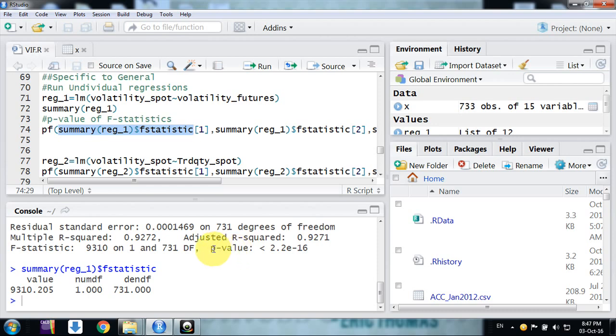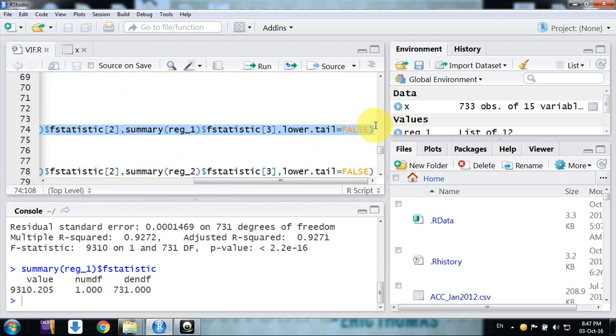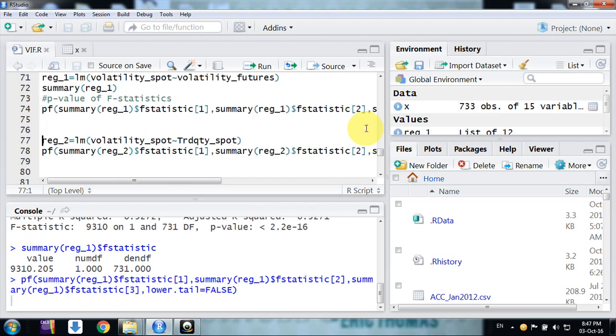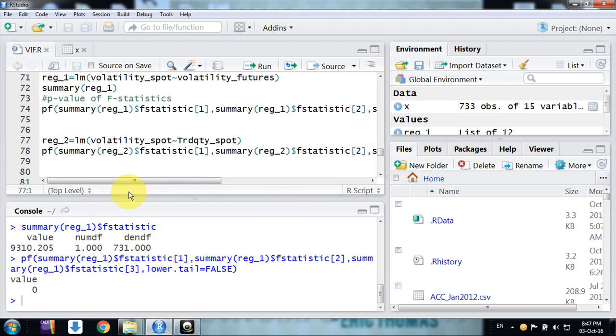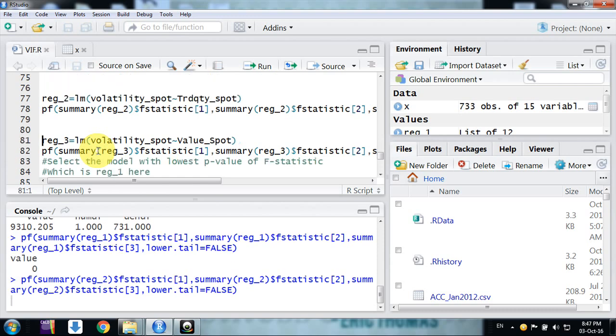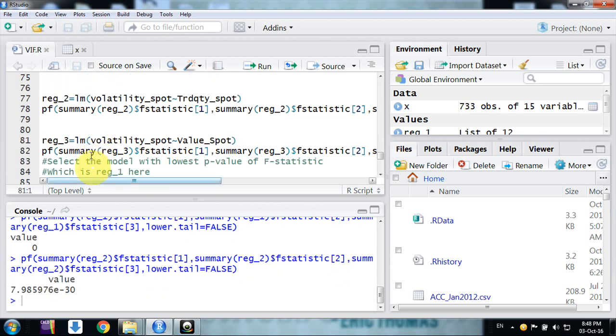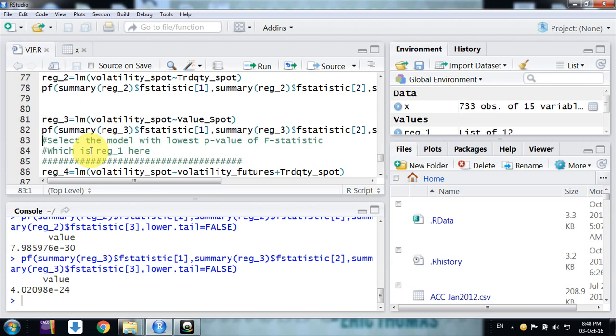There is no function directly to get this p value. So what I did is use the pf function, probability of F, with the F statistic as the first value, then the degree of freedom of the numerator, then the degree of freedom of the denominator, and then lower tail false. So this is my p value, which is 0.00. Similarly for the second regression and for the third regression. Here the first regression has the least p value, almost exactly 0.